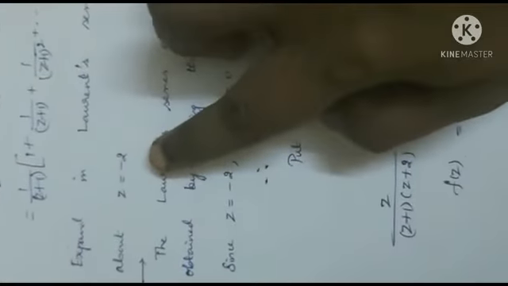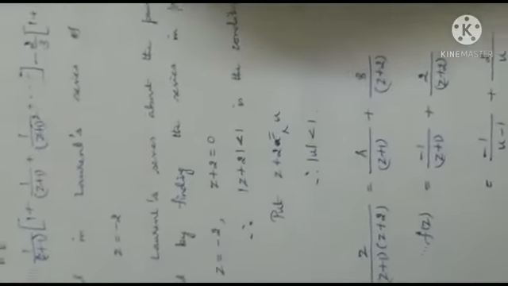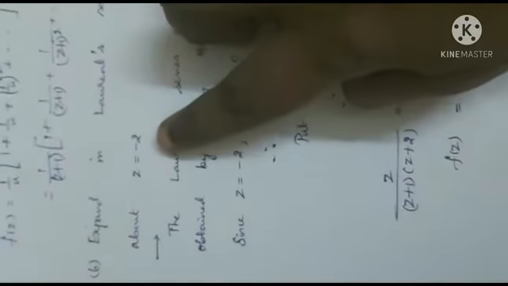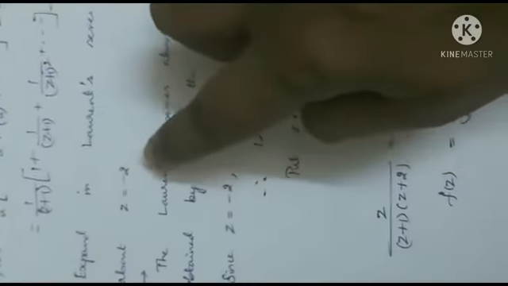Let us see the next problem. Expand Laurent series of f of z about the point z equal to minus 2. Listen here. If it is a Taylor series, you can easily do it, right? But this is a Laurent series about the point. And I told you already while doing the Taylor series video: in Taylor series, if they ask you to expand about z equal to minus 1, you will get the answer in powers of z plus 1.